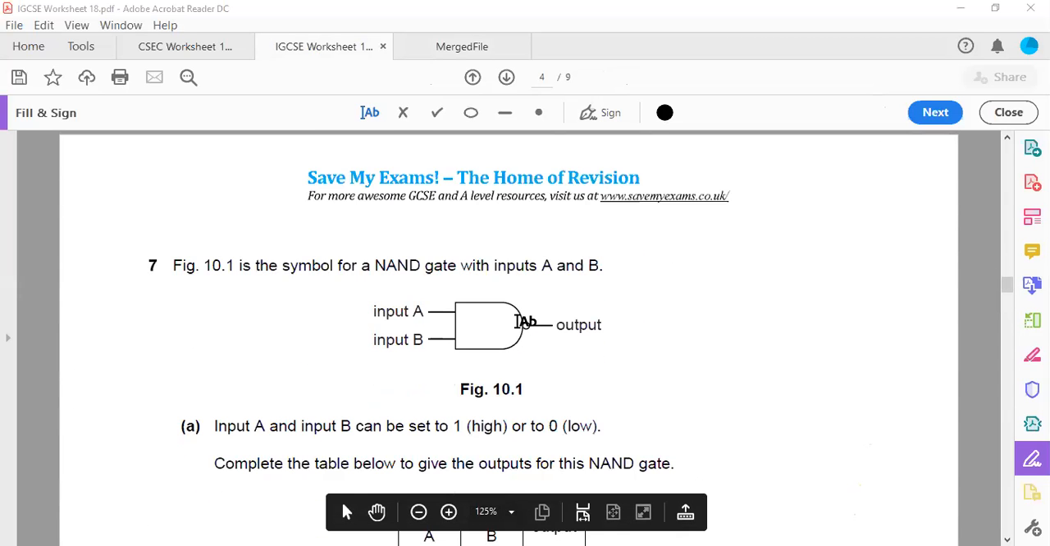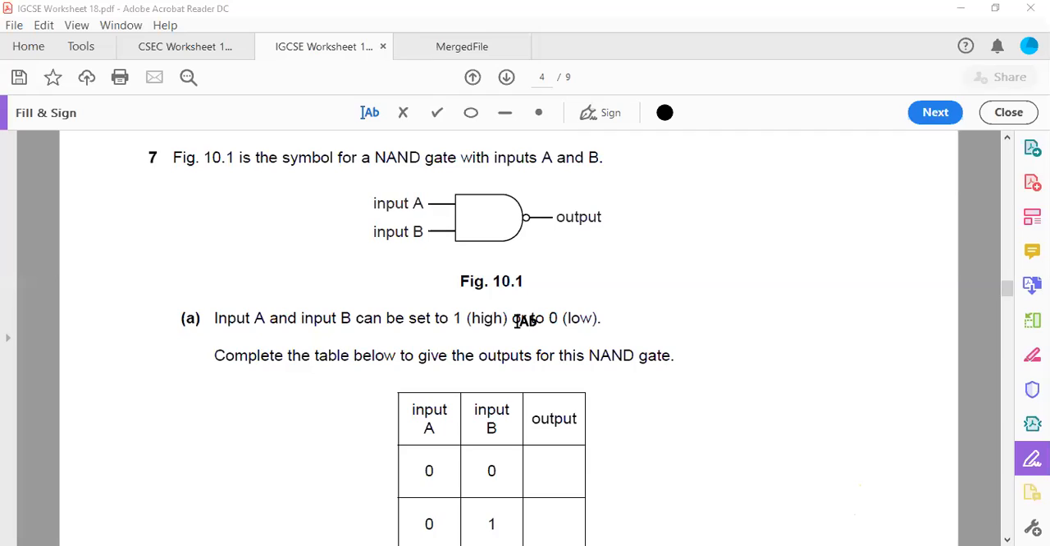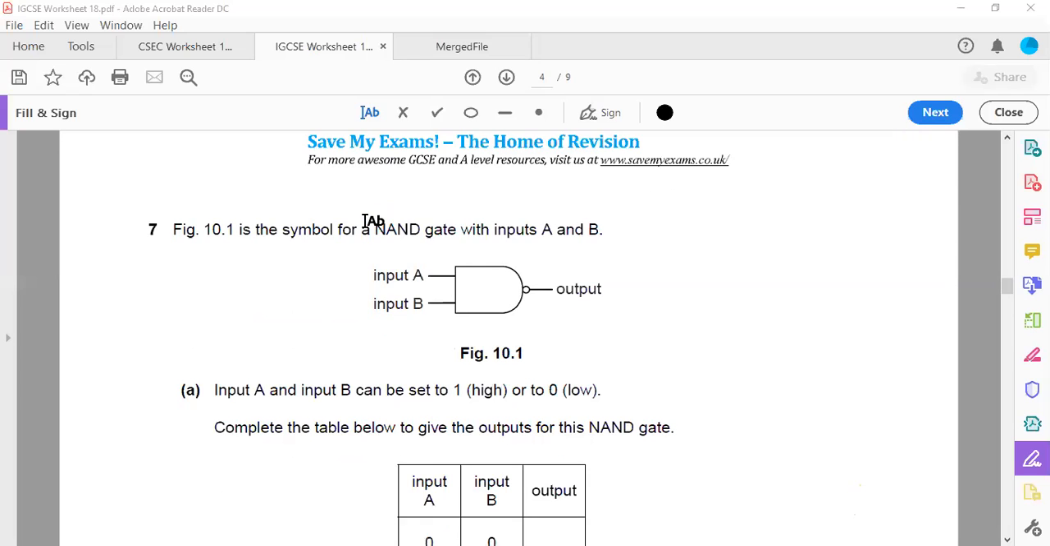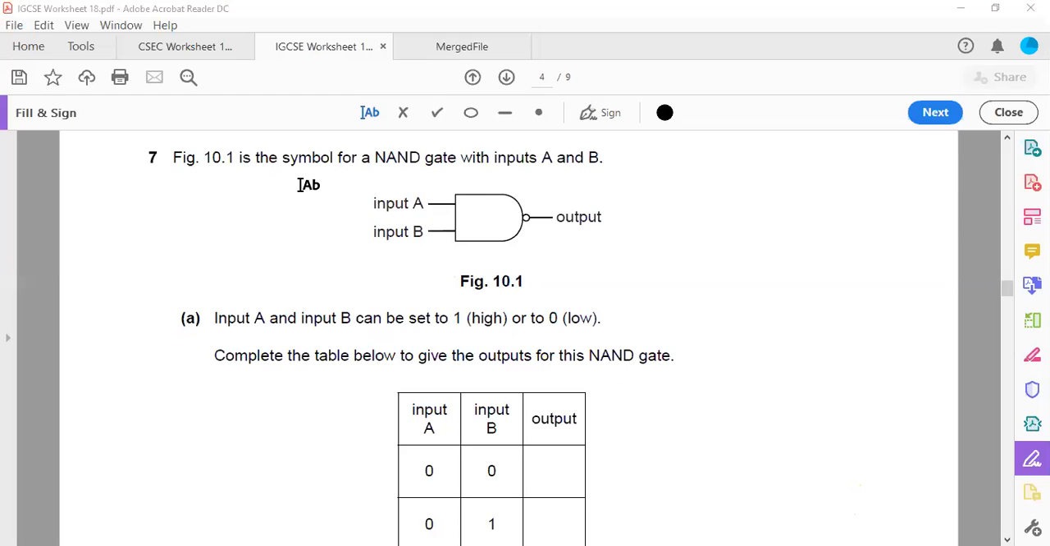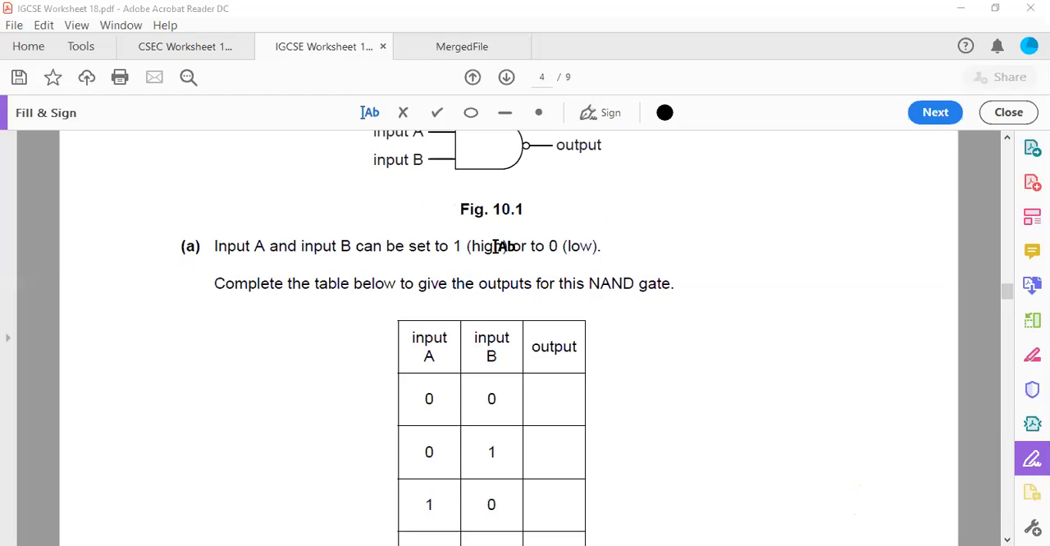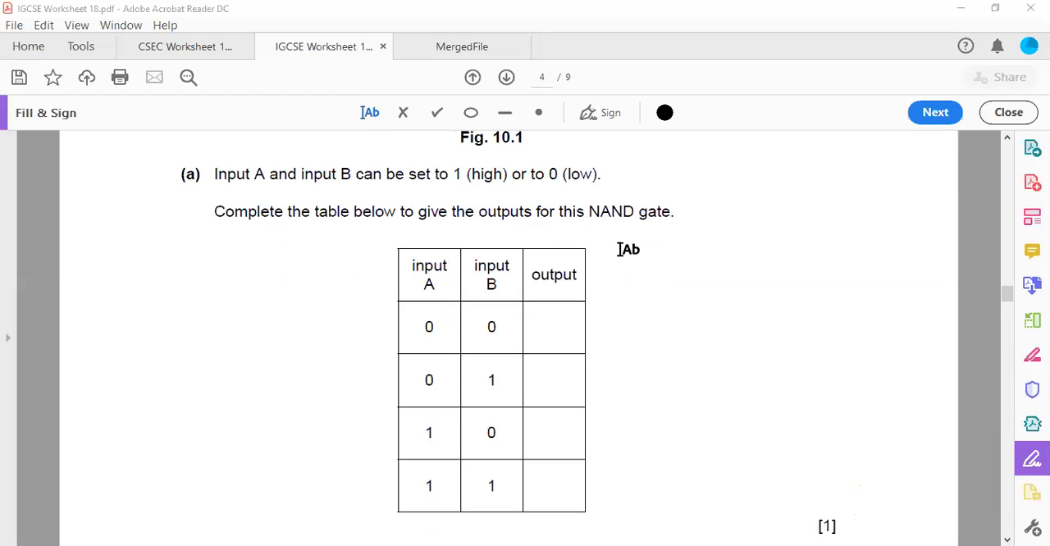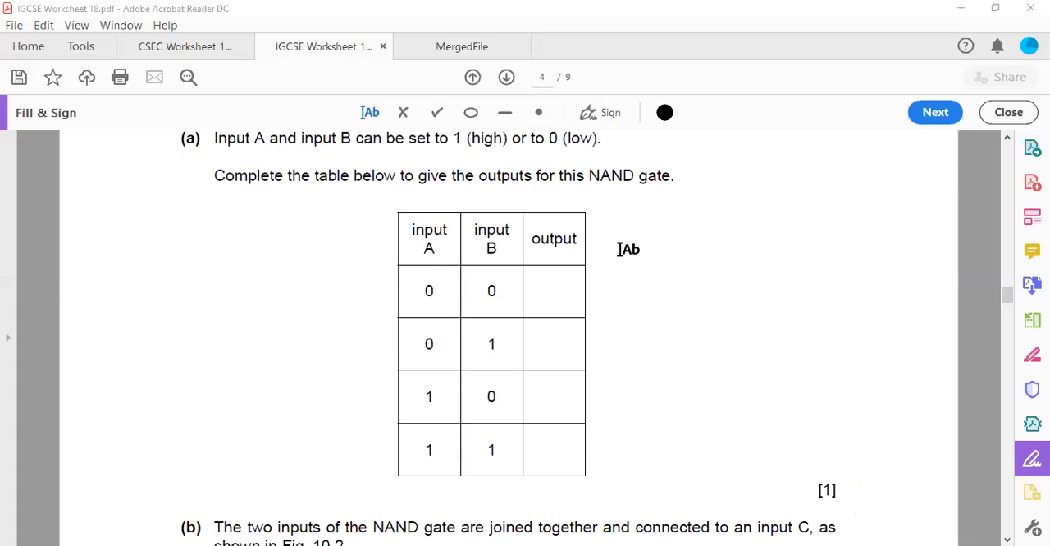All right, so we're moving on now. We'll do one more question in the IGC before we continue with CSEC again. However, CSEC students could follow, and IGC could do the same thing for CSEC. So we're going on with the fourth page, sorry. The question here, number 7, says 10.1 is the symbol of a NAND gate. You have two inputs, A and B. Input A and input B can be set to 1 being high, 0 being low, or 1 being on, 0 being off. Complete the table below to give the outputs of this NAND gate.